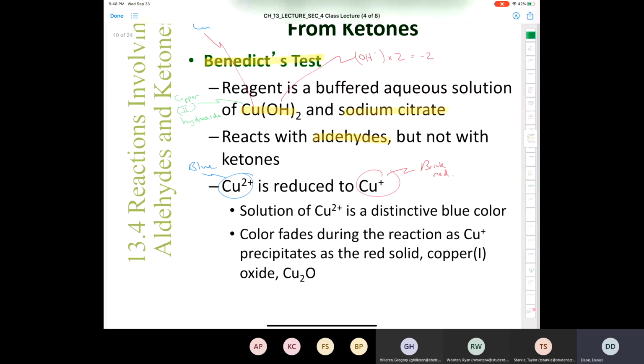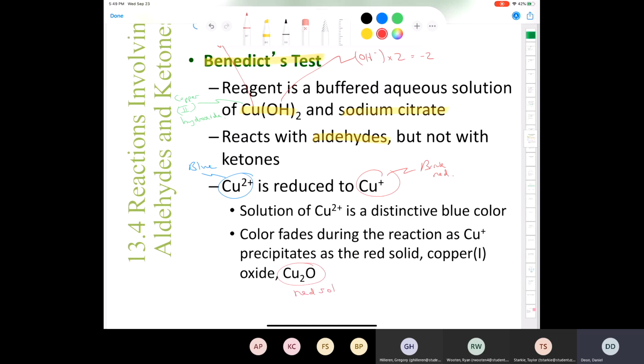And what happens is the color fades during the reaction as the copper 1 precipitates and forms a red solid, copper 1 oxide. So again, the copper 1 found in copper 1 oxide is a red solid. If you take an aldehyde and treat it with Benedict's reagent and you see a red solid being formed, you know, hey, I've got an aldehyde. If you were to take a ketone and try the same reaction, you would not see any reaction. You would just keep your blue solution of copper 2 ions.